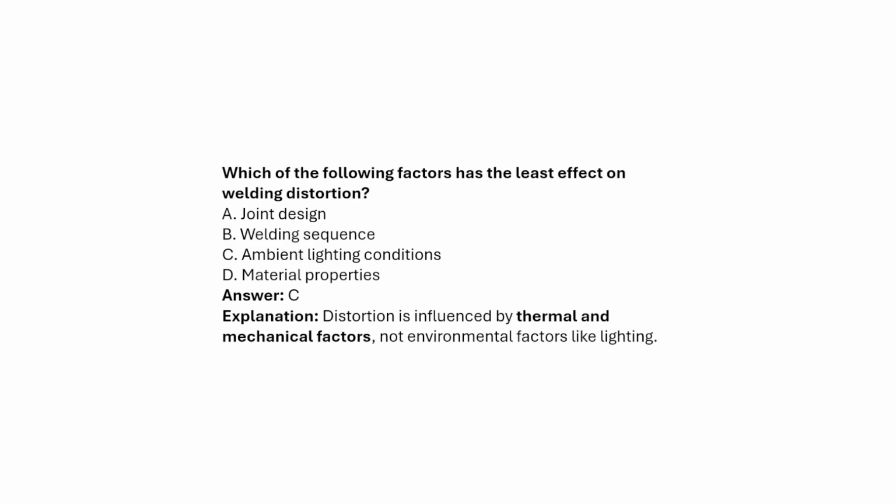Okay. Which of the following factors has the least effect on the welding distortion? I think it is a bit of an obvious question. A, joint design; B, welding sequence; C, ambient light conditions; D, metal properties. So the answer would be C. Distortion is influenced by thermal and mechanical factors, not by lighting factors.